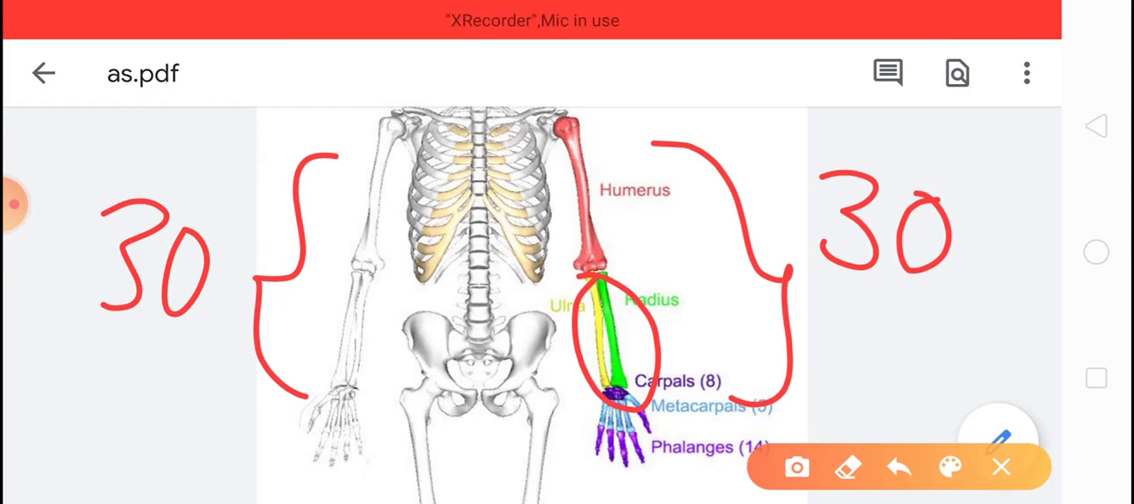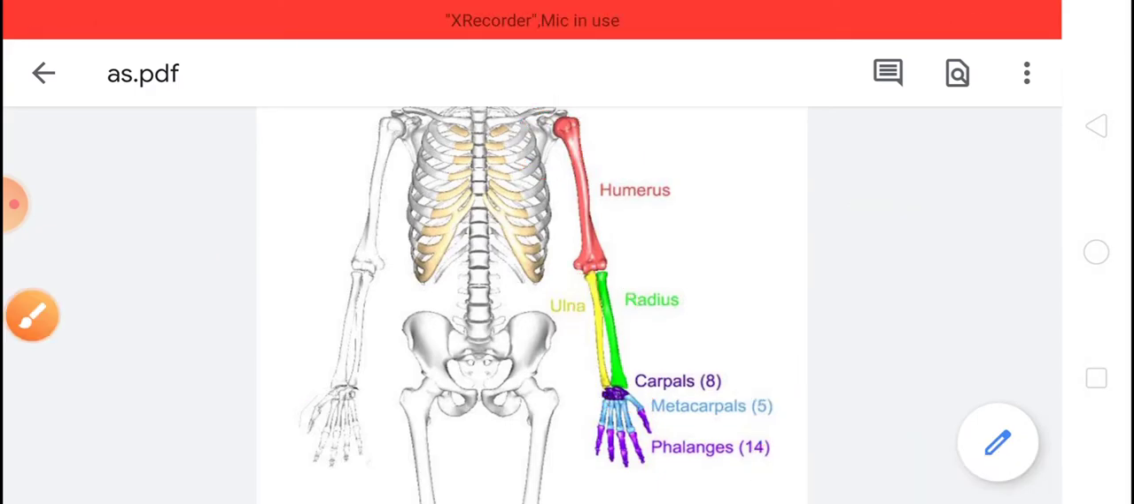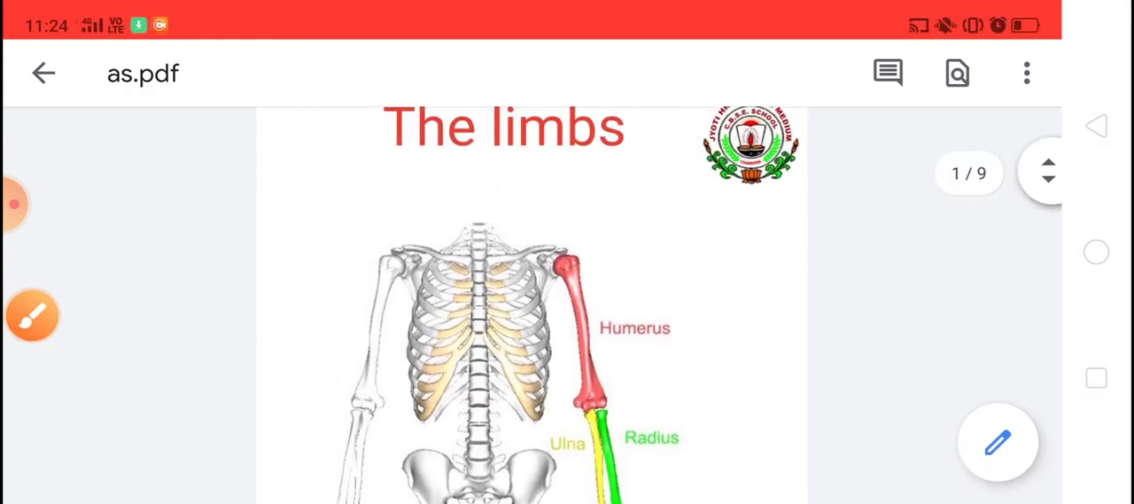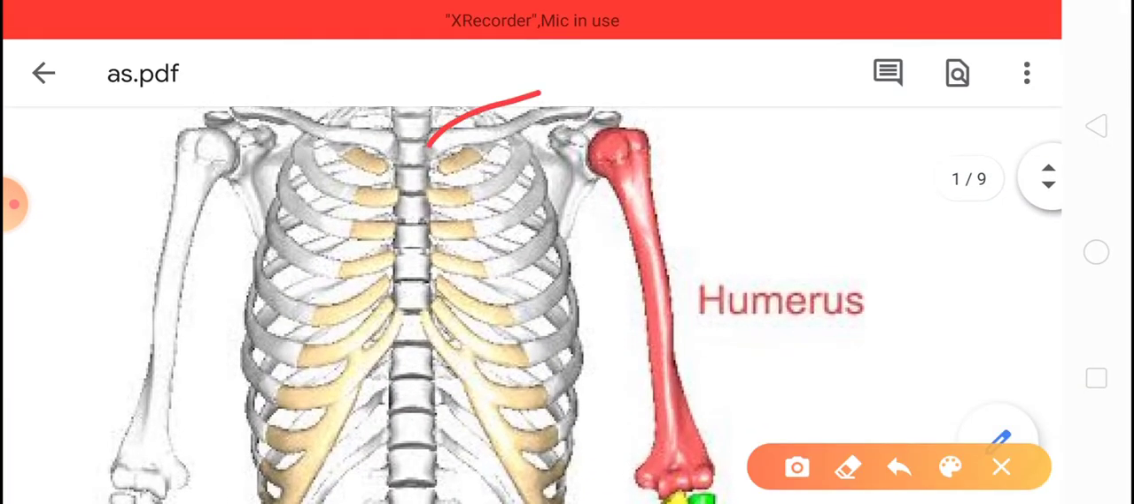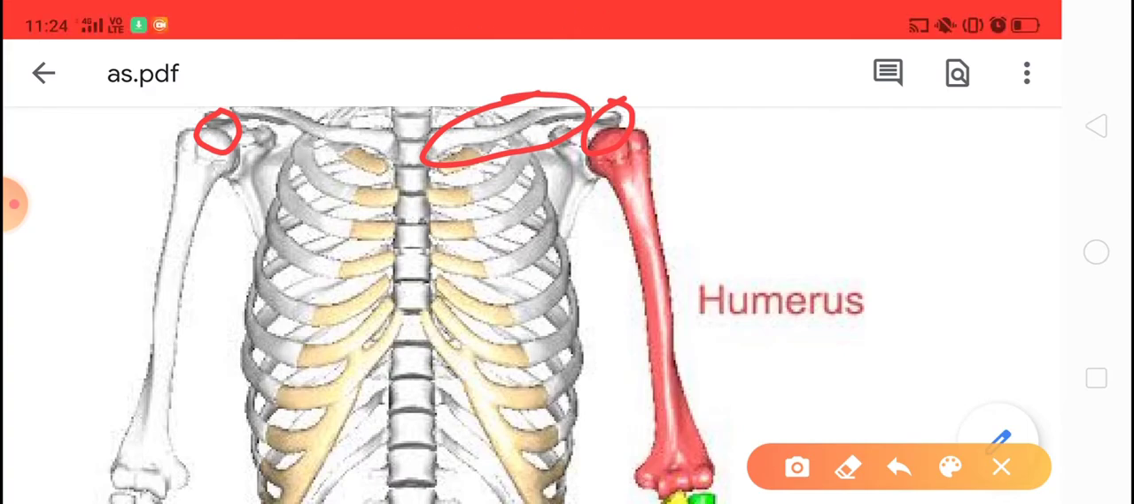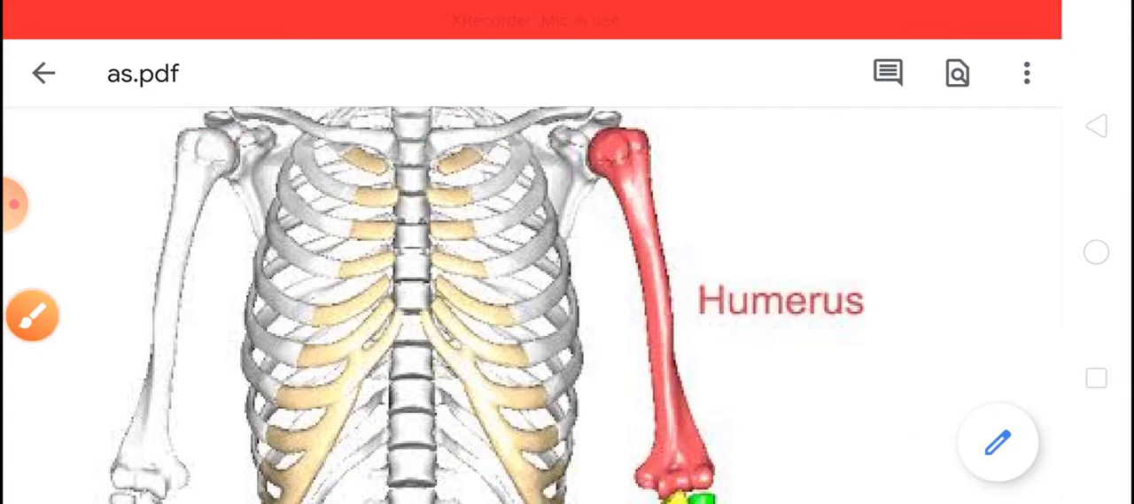Our forelimbs or arms are joined to the spine, the backbone, with the help of the shoulder girdle. That shoulder girdle consists of a pair of shoulder blades and collarbones. This is the collarbone and these are the shoulder blades. With the help of this pair, our arms are joined with our spine.